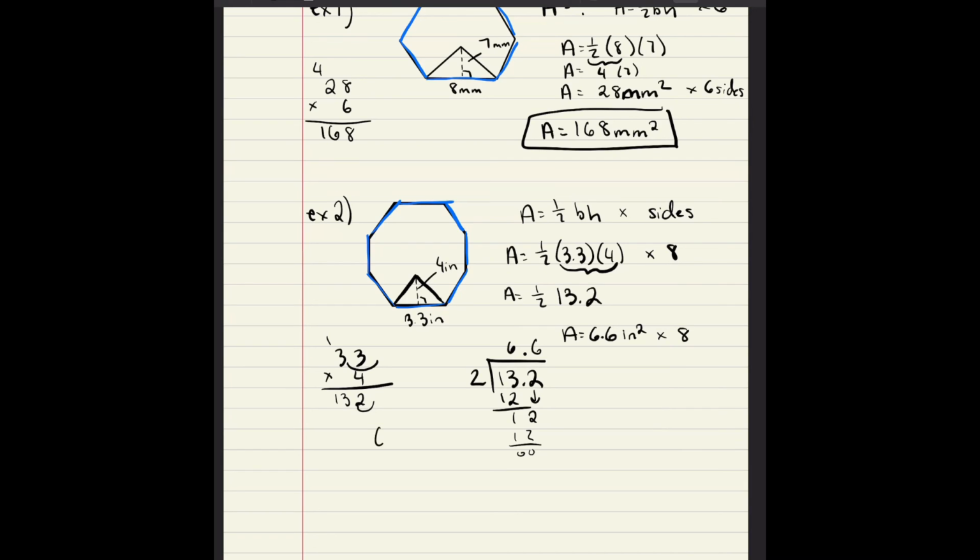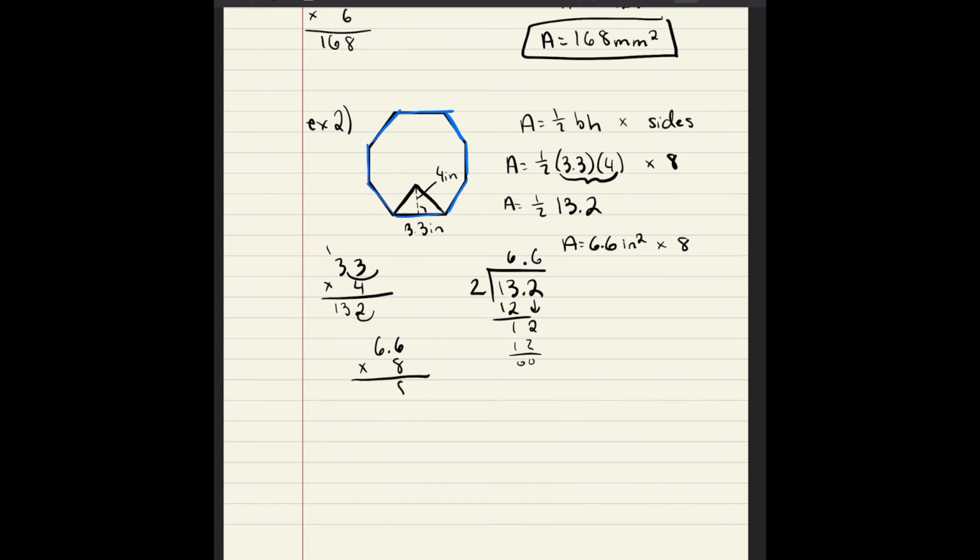So I have 6.6 times 8, so let's do the math for that. I have 6 times 8 is 48, carry my 4. 6 times 8 again is 48 plus 4, 52. Bring my decimal. So the area of this polygon equals 52.8 inches squared. And that is my final answer.